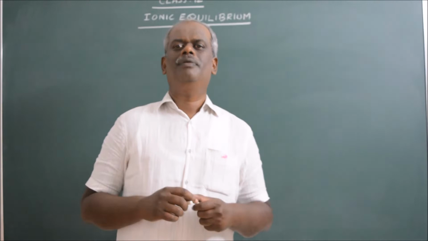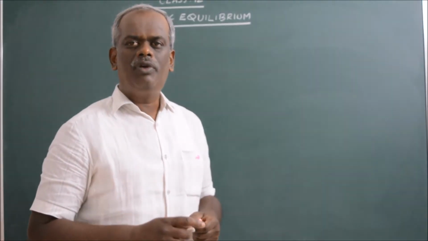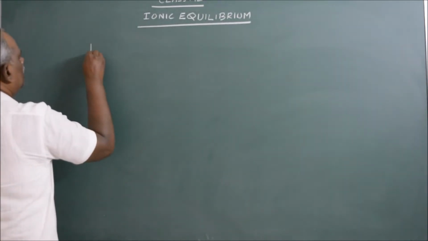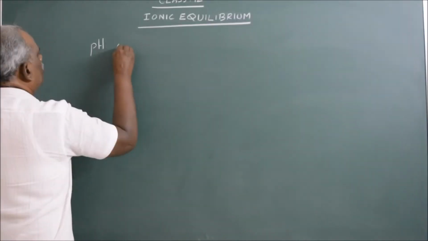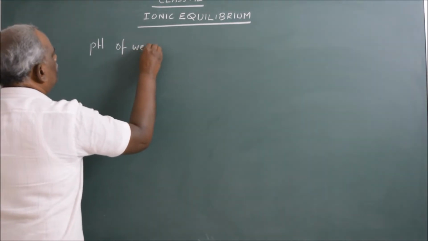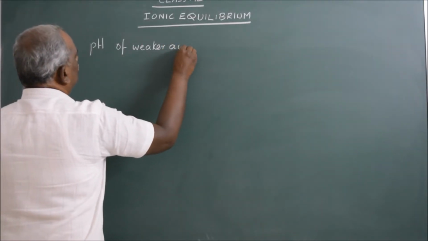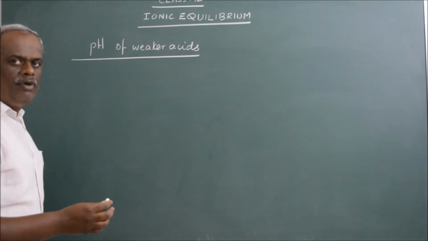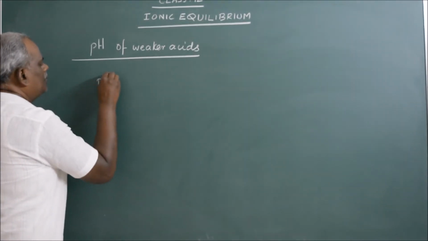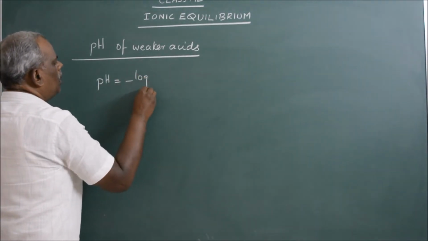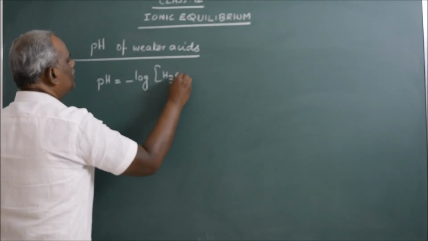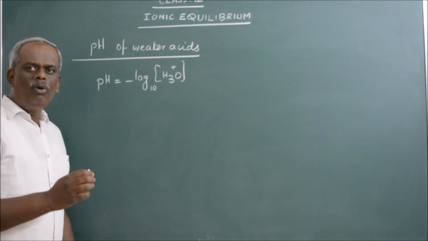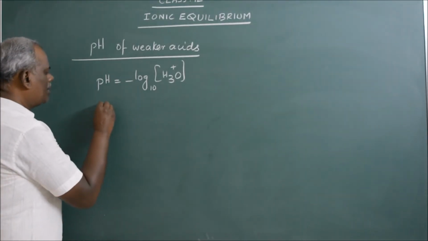But in the case of weaker electrolytes, when it is a weaker acid, this is the way of calculating the pH of weaker acids. How to calculate? We know very well about the pH. pH is nothing but minus logarithm of hydronium ion concentration or hydrogen ion concentration to the base 10. And how do you get the hydronium ion concentration?